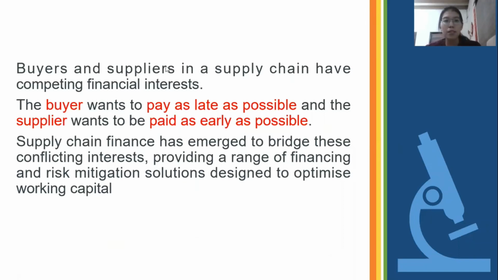Buyer and supplier in the supply chain have competing financial interests. Like we know, the buyer wants to pay as late as possible and the supplier wants to be paid as early as possible. And supply chain finance has emerged to bridge these conflicting interests, providing a range of financing and risk mitigation solutions designed to optimize working capital.